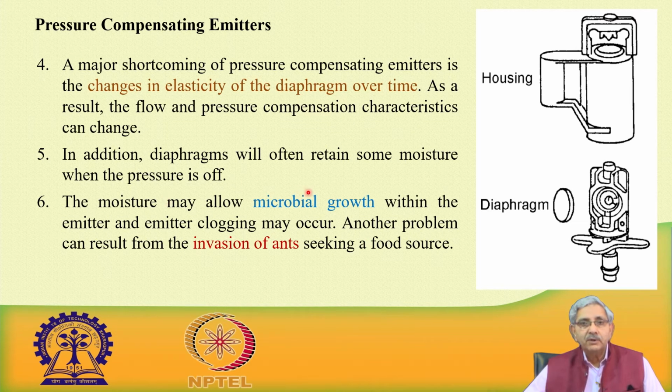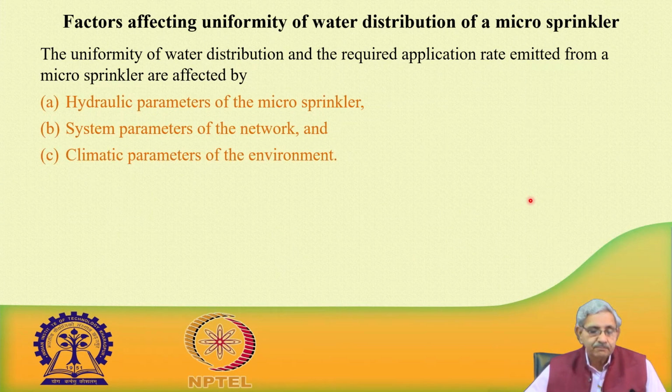In addition, the diaphragm will often retain some moisture when the pressure is off. The moisture may allow microbial growth within the emitter, and emitter clogging may occur. Another problem can result from the invasion of ants seeking a food source. All these kinds of problems may arise when we are using these kinds of drip emitters.